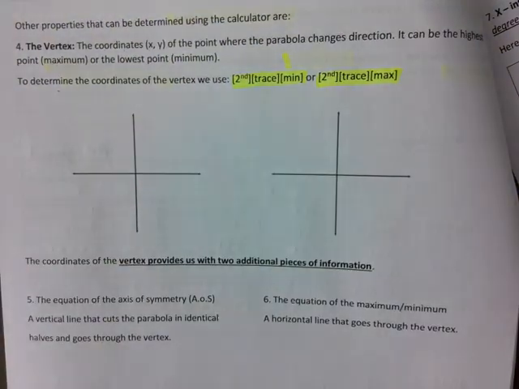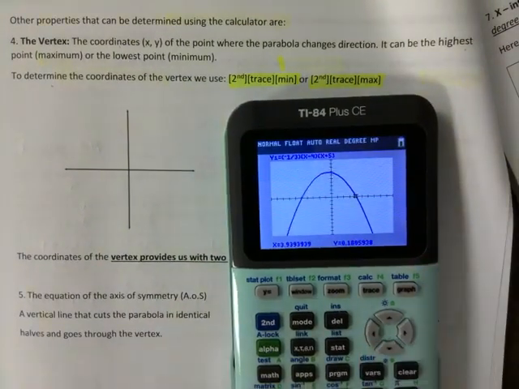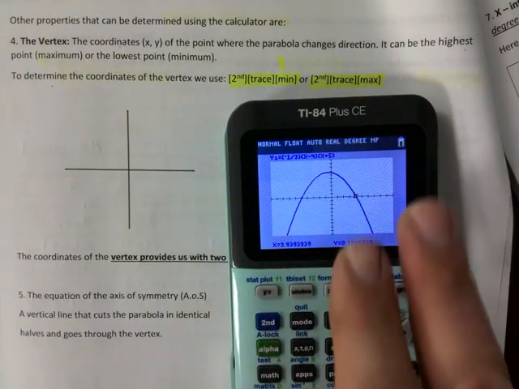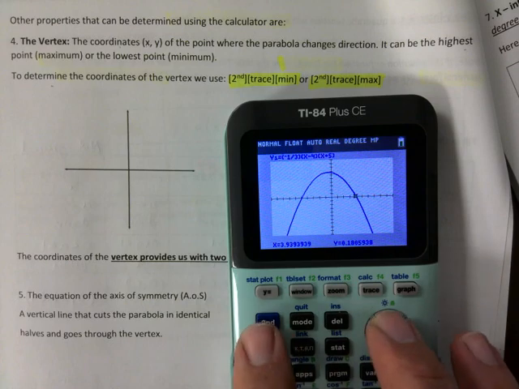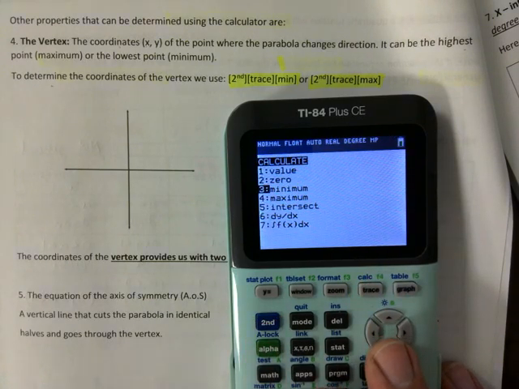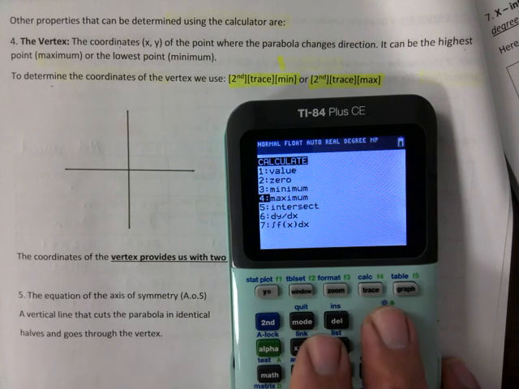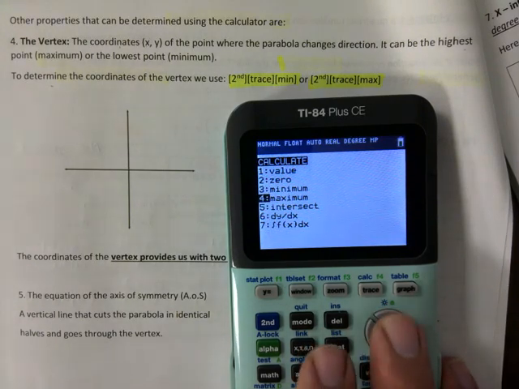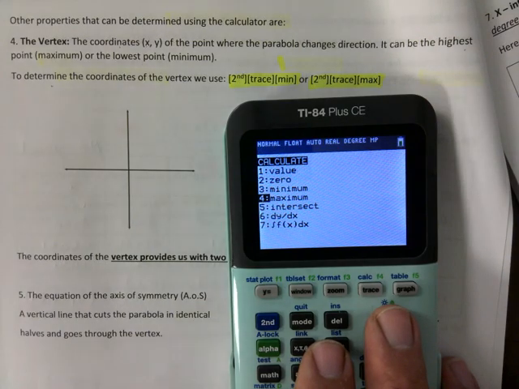Let's go find them, let's see where they are. I hope you all have this one still on there. Just go second trace, and there they are. 3 or 4, one of those two are going to be your go-tos for it. It's one of the two, not both.